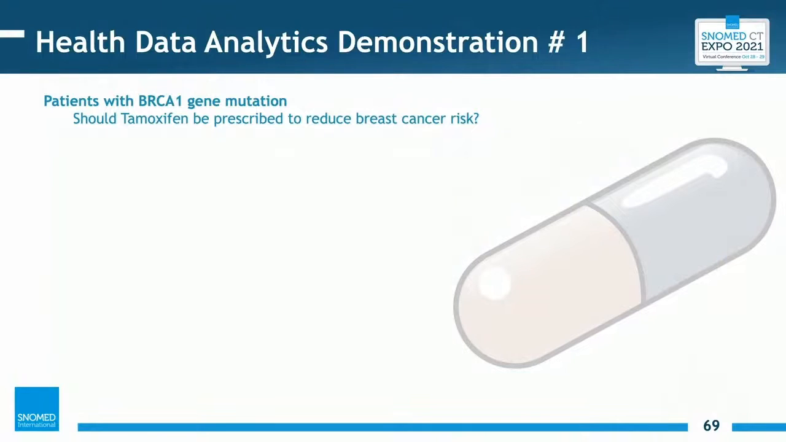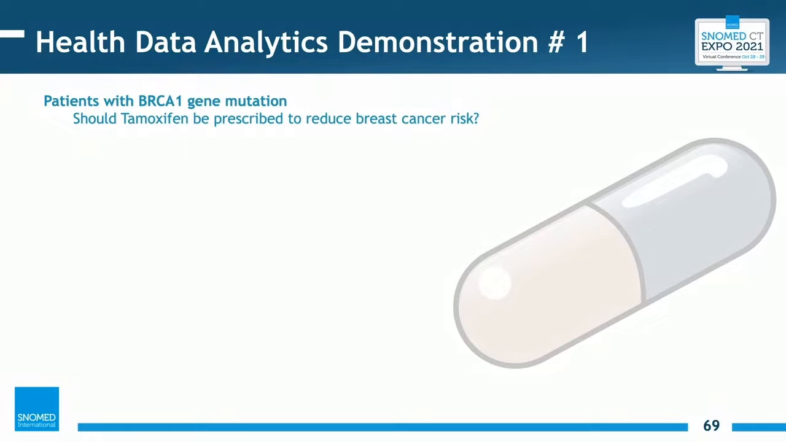In this first example, we're going to consider a cohort of patients with the BRCA1 gene mutation. The BRCA1 gene provides instructions for making a protein that acts as a tumor suppressor. Inherited mutations in the BRCA1 gene have been linked with a higher risk of hereditary breast cancer. Now suppose we have a patient who has been identified as having a BRCA1 gene mutation, and she is contemplating whether or not to take tamoxifen to reduce the risk of breast cancer.